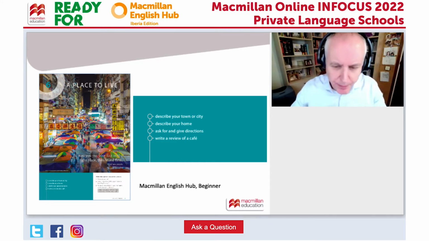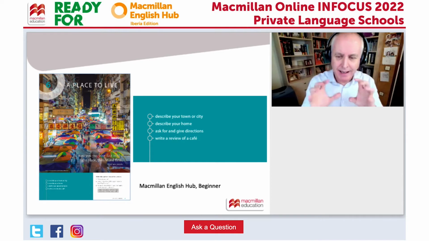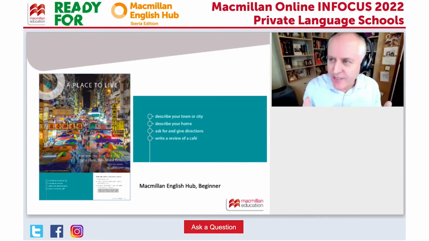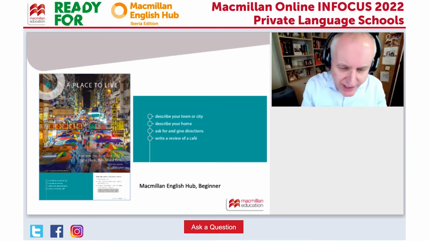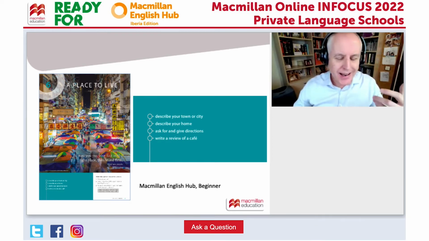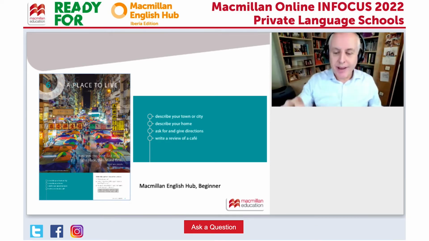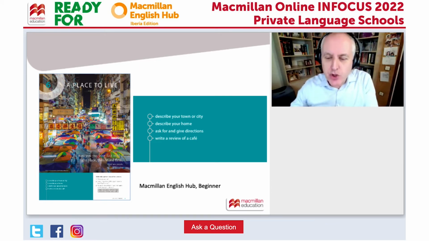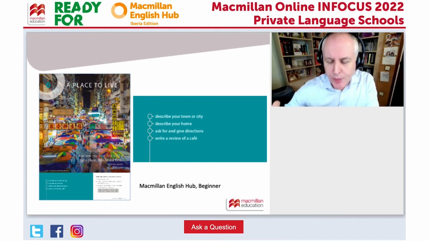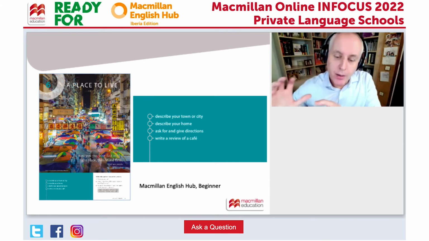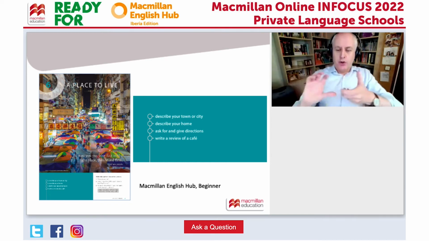Then on this opening page, we have very explicitly what the outcomes or even the objectives are. So we have: describe your city or town, describe your home, ask for and give directions, write a review of a cafe. Now, what I would recommend here is that students write sentences such as: by the end of this lesson, I will be able to describe my town or city. By the end of the lesson, I will be able to describe my home. I will be able to ask for and give directions. I will be able to write a review.